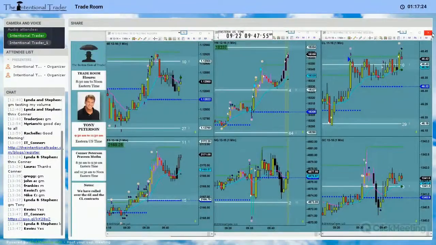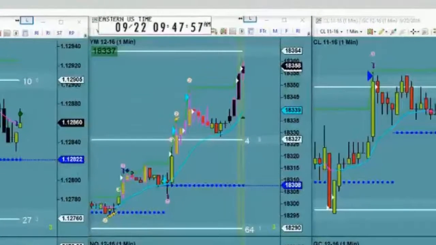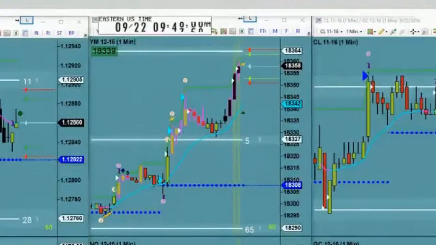Watching this real quick. I'm watching this YM. Again, if it opens with divergence, I'm going to short it. And it did. And I did.